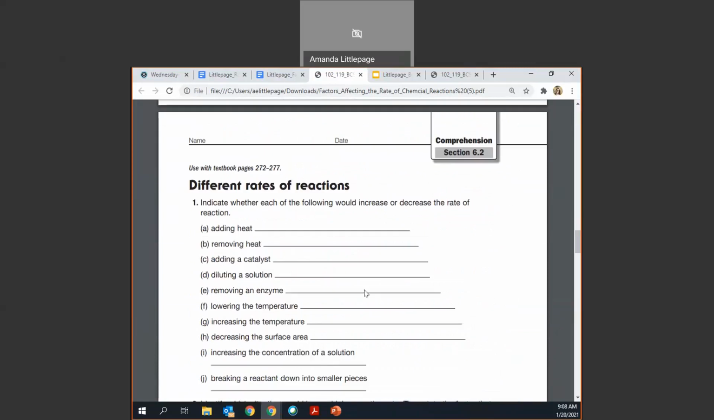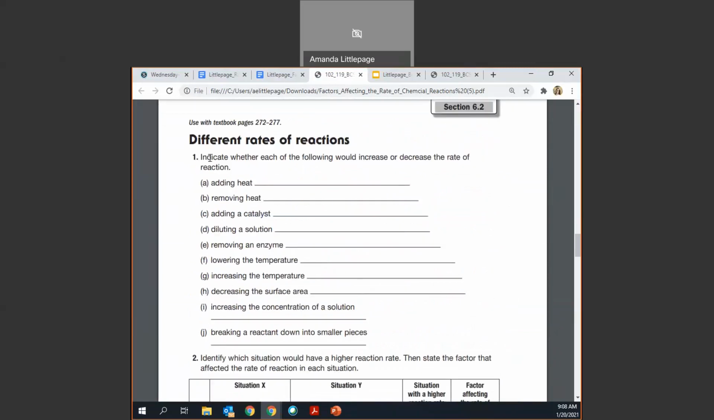So now we're going to go over different rates of reactions, this second one here. Again, this portion of the assignment was part of Tuesday's work, the January 19th Google Docs assignment. So let's go and review. You should be checking your answer.